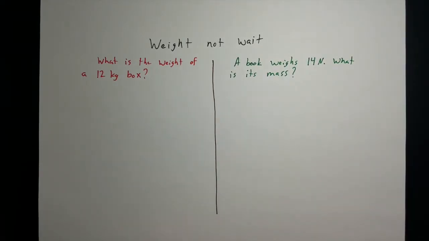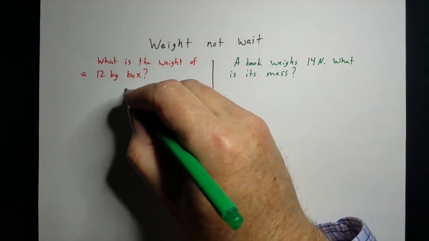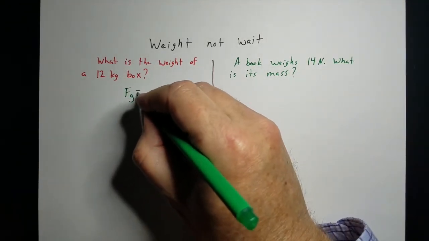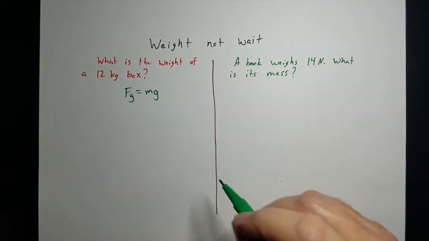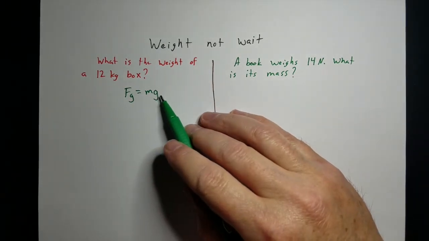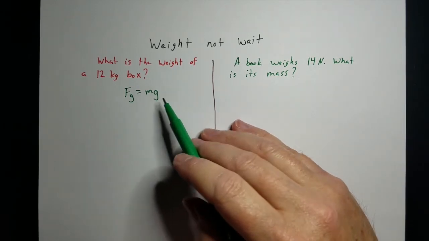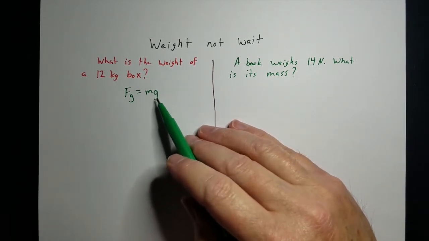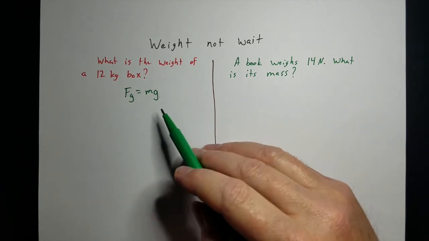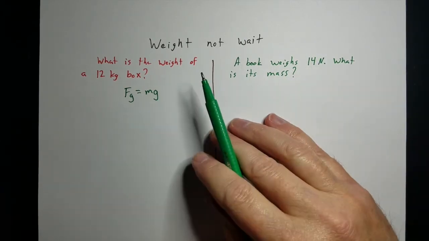So let's talk about weight. Weight is the force due to gravity on an object. And we can actually calculate that by using the equation that we got earlier, Fg, weight, is equal to mass times gravity. Now on the Earth, g is 9.8. And for most of our problems, we're going to say we're on the Earth. But if you're on the Moon or Jupiter or someplace else, that won't necessarily be 9.8. It'll be some other number. But right now, let's say we're on the Earth.